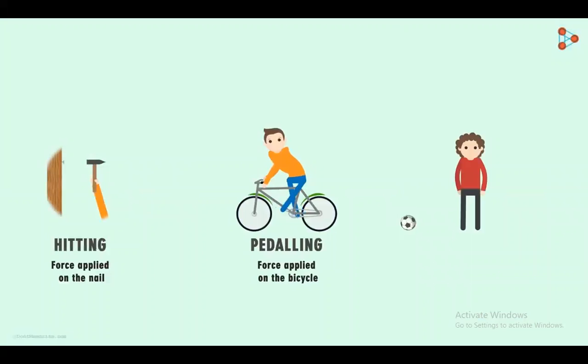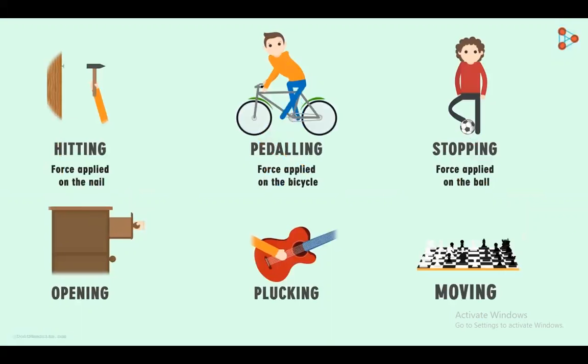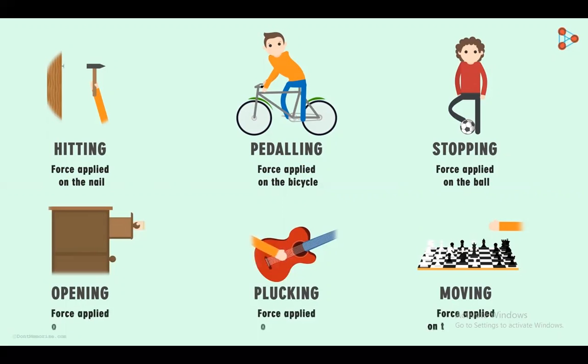What about stopping a moving ball? Yes, even stopping the ball means we are applying a force on it. We applied some force to stop the ball. Opening a drawer, plucking the string of a guitar, moving a piece on a chessboard are some of the other actions performed on objects. So performing these actions on objects is nothing but applying force on them. But these are just a handful of simply too many actions that we can perform on objects. It's not possible to write each one of those. But we can categorize all these actions into two basic ones. That is, we can describe all these actions under two actions, namely pushing and pulling.